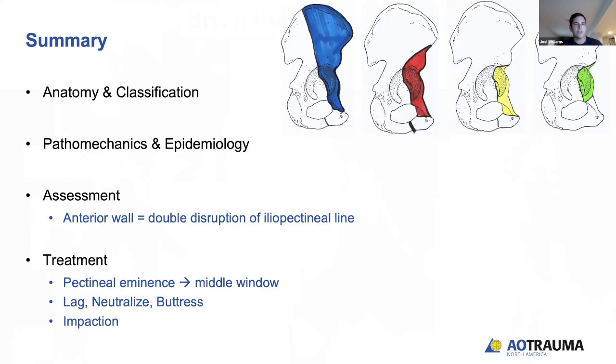The construct is fracture specific and patient specific, and includes lag, neutralization plates and buttress plates. Impaction is important to address. We saw one way to do it, and Dr. Stevens is going to show us a second way.